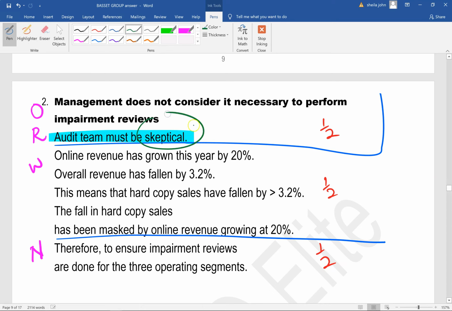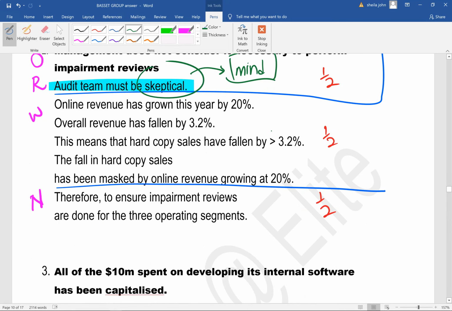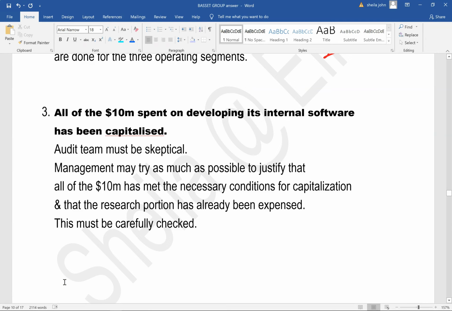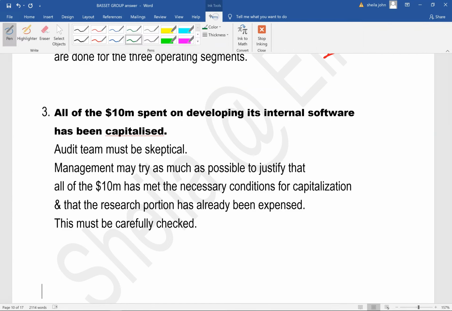Skepticism here is actually an attitude. It is in the auditor's mind, right? But being in the mind alone is not enough. It has to result in a certain action. We have to do something. If we're skeptical, we have to do something, like here, to ensure that impairment reviews are actually done for all the 3 operating segments. We've identified from the exam question that all the 10 million spent on developing the internal software, developing that software internally, has all been capitalized. And we're telling the audit team, be skeptical about this.